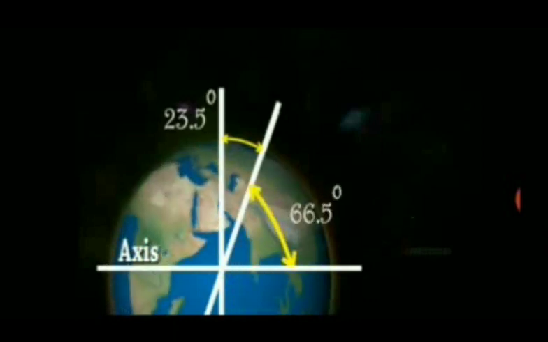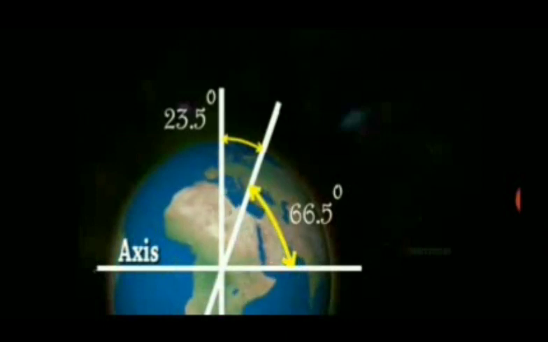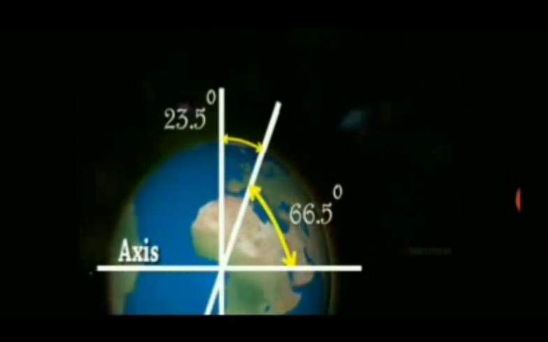Now 23.5 degrees is the angle of the axis from the vertical, and if we form an angle of the axis from the plane of the elliptic, then it forms a 66.5 degree angle.